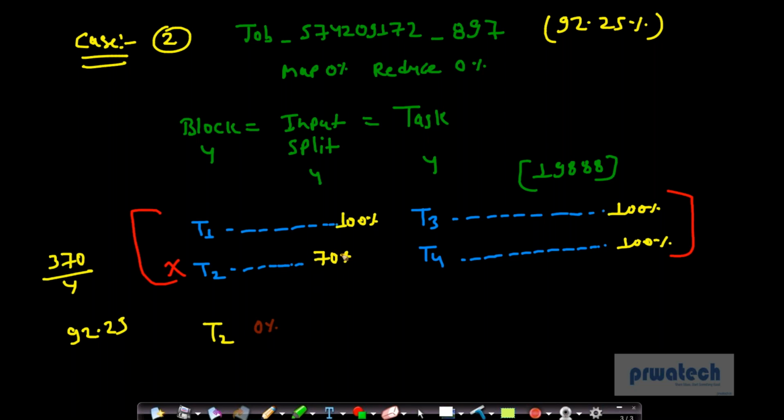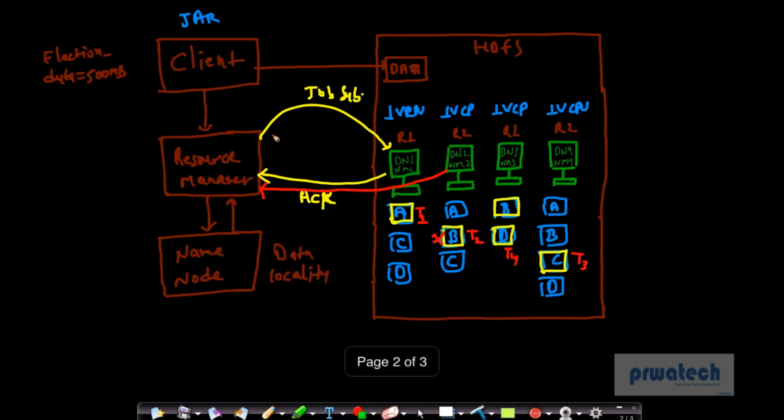This 70% is gone. It'll start from 0%, and then again your tracking starts. Then once this is done 100%, they'll acknowledge back, let me call this T2 dash. They'll acknowledge back to resource manager, and resource manager will aggregate the final output. This is the case when your block is failing.